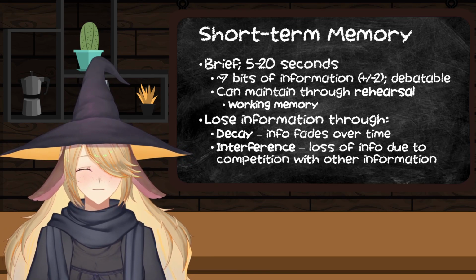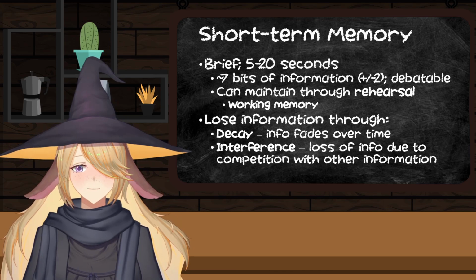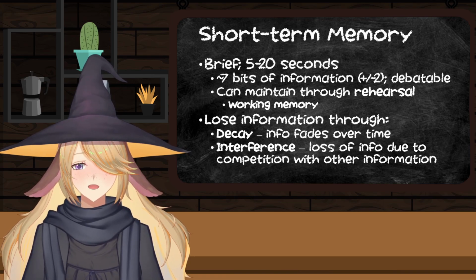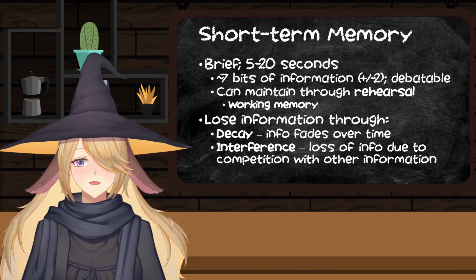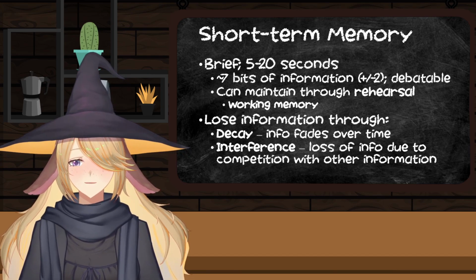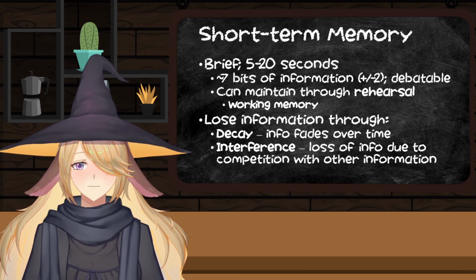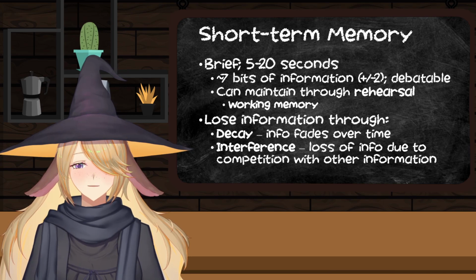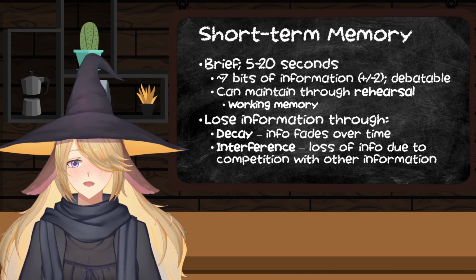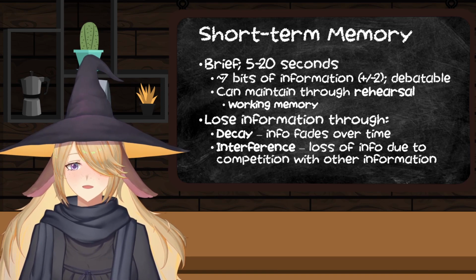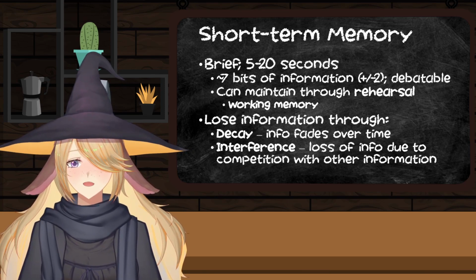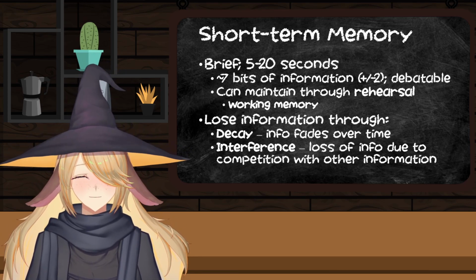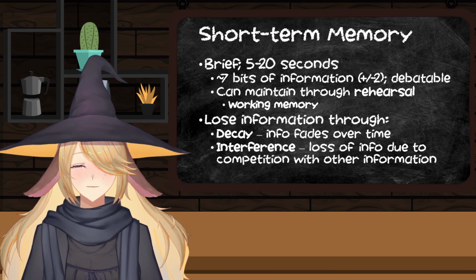But if you do focus on that information, it is going to get over from sensory memory to short-term memory. Now, short-term memory is still very brief, but is substantially longer than our sensory memory. Most people can hold information in their short-term memory for between 5 to 20 seconds. And the magic number that tends to get passed around is that we can hold about 7 bits of information there. The magic number is usually 7 plus or minus 2.